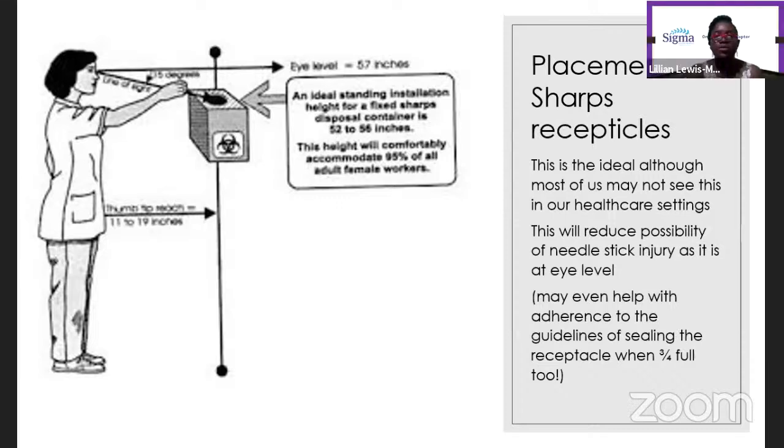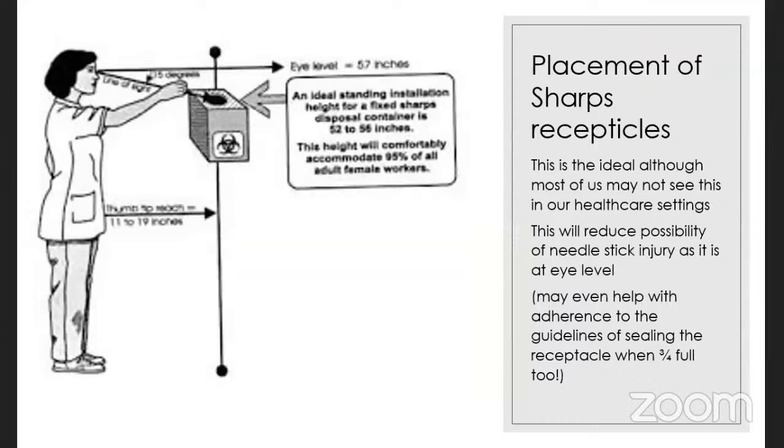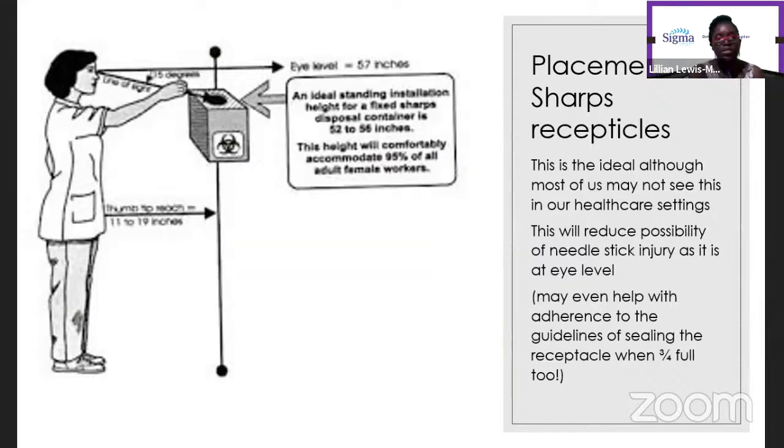Yes. Right. So this is the actual standard. It's really supposed to be at your eye level. What they're purporting here is that most people are between 52 to 56 inches in height. So the ideal standing installation height for a fixed sharps container really is 52 to 56 inches. For those within your institution, if we're able to get that system in, probably through the carpenters, this is the best way to have it mounted, where you're able to have eye level to drop it in. All right. This will reduce the possibility of needle stick injury as it is at eye level, so you're actually seeing what you're doing.